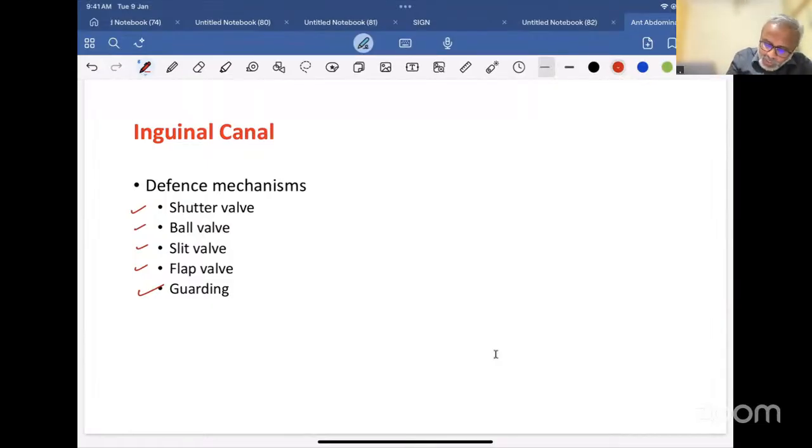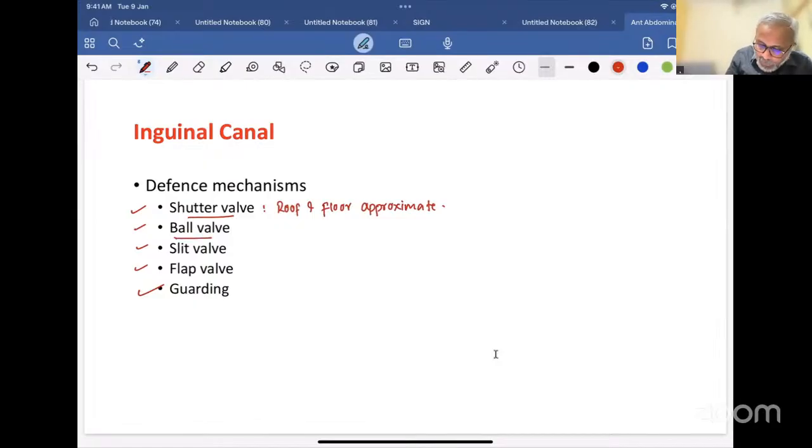For example, what do we mean by shutter valve mechanism? It is like pulling the shutter down, right? So what happens here? Remember, the roof and the floor approximate. So when roof and floor approximate, the inguinal canal closes, right? So there is no chance of any content coming out of it. So this is roof and floor.